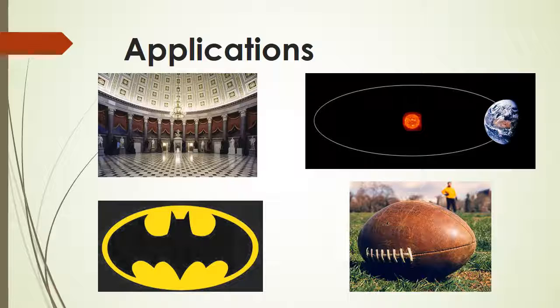The second picture you see there is the orbits of the planets, which are elliptical. And of course, who can forget the bat symbol, which I guess doesn't have any special properties other than summoning Batman, but it is an ellipse. And then footballs as well are also elliptical.